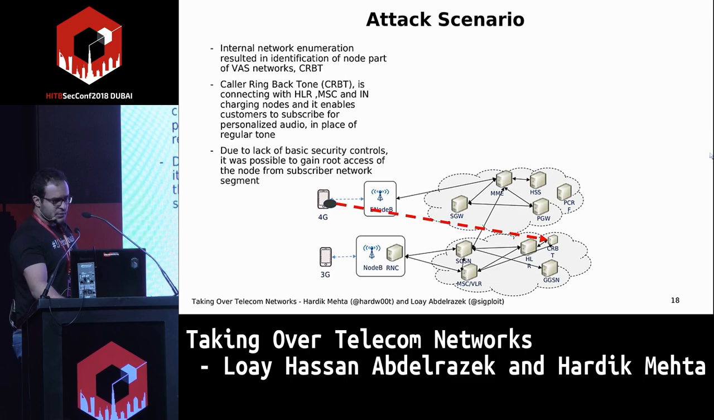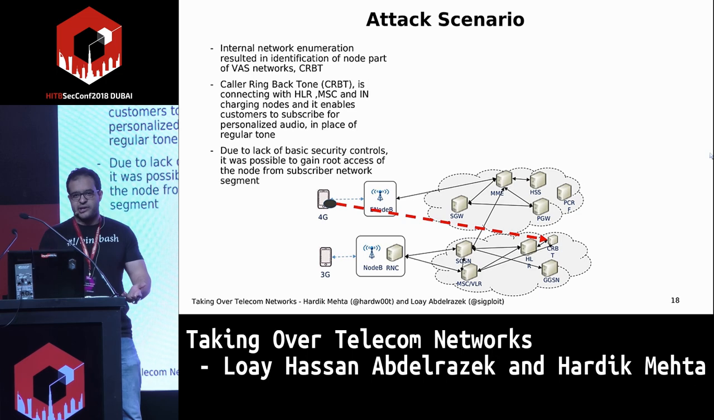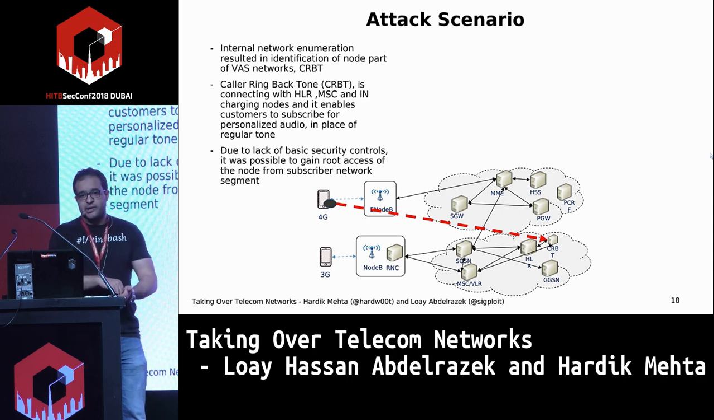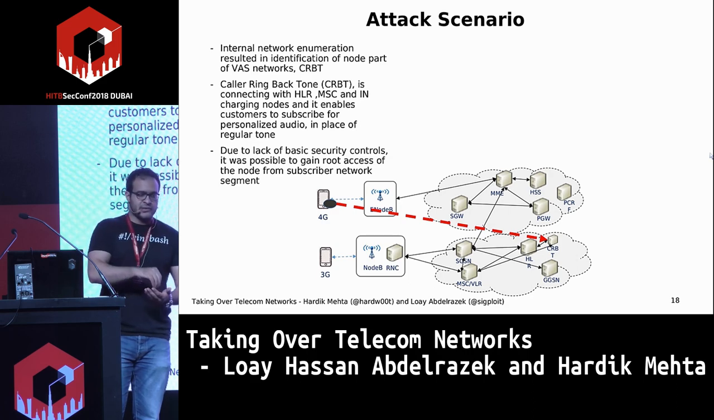First, as we mentioned before, if you tether with your phone or use a USB dongle and run a traceroute to public Google DNS, you might find internal IP schemas. That's totally wrong, because the operator is then exposing his internal schema. With simple scans like nmap and whatnot, you can identify the nodes, and that's what happened here. We were able to identify the CRBT node that is connected to the charging nodes internally in the operator, and it's connected to the core network, which is the HLR and MSC.